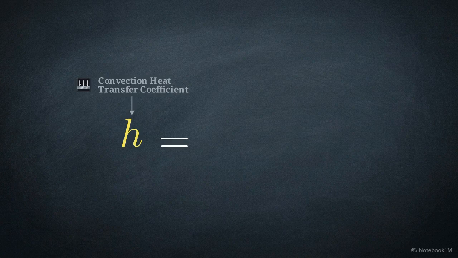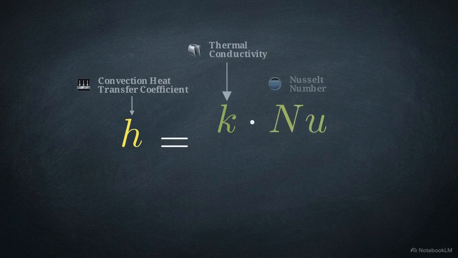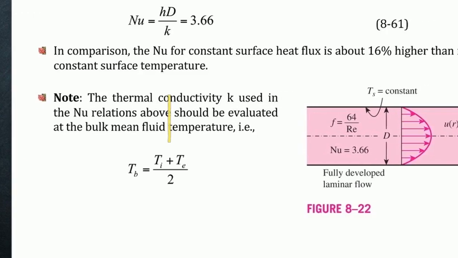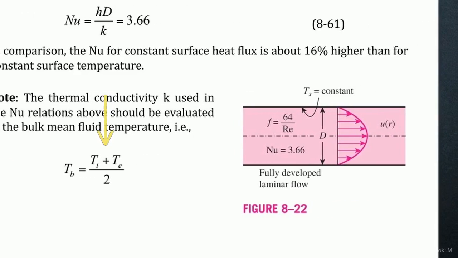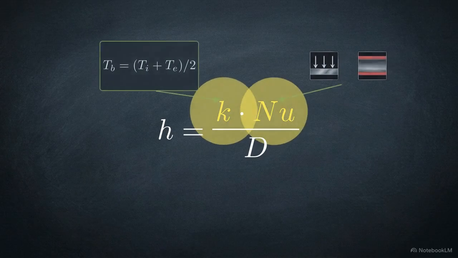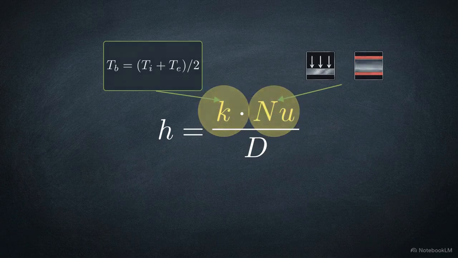To find the convection heat transfer coefficient, h, we use a simple relation. Multiply the fluid's thermal conductivity, k, by the Nusselt number, then divide by the pipe diameter. Pay close attention to how you evaluate the thermal conductivity, k. You must determine this value based on the bulk mean fluid temperature. This requires averaging the inlet and exit temperatures of the fluid, rather than using the temperature of the pipe wall. Engineering accuracy relies on how precisely you define the thermal environment before beginning the arithmetic.